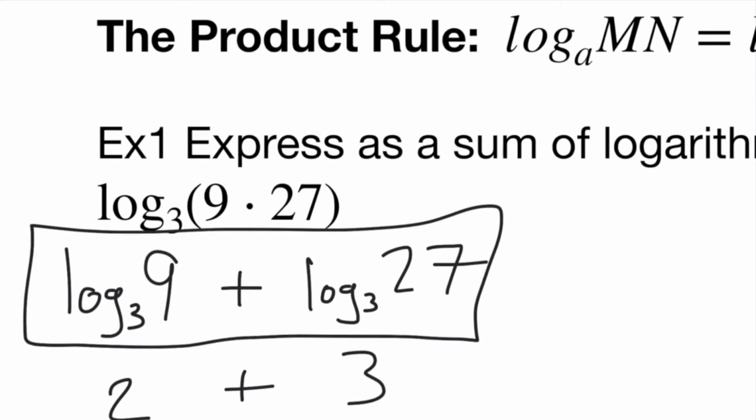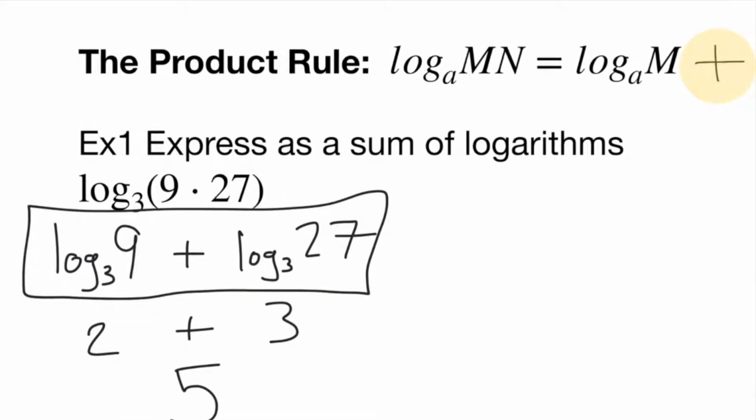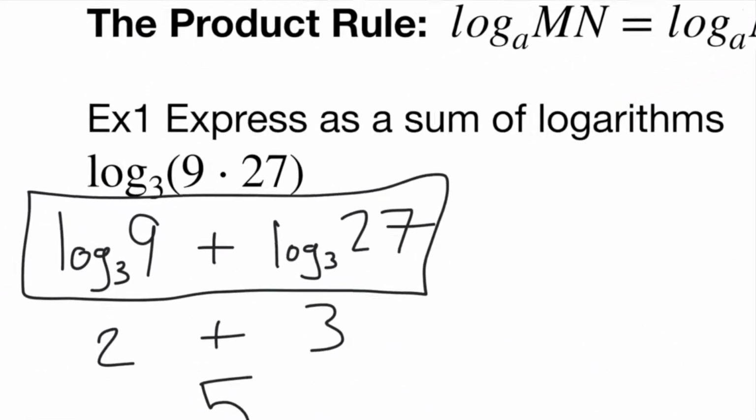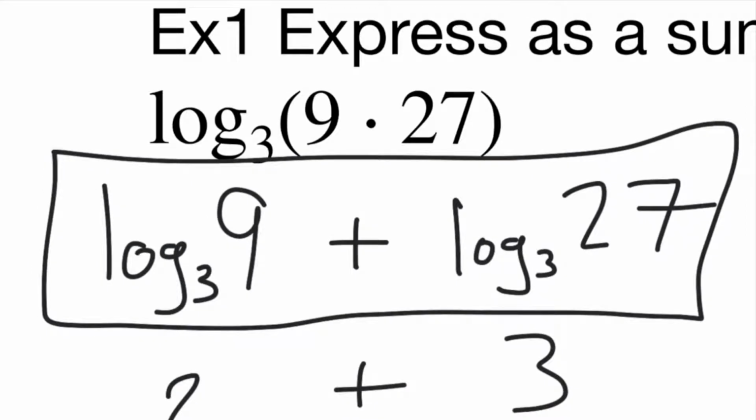So, expressed as a sum of logarithms, well, you could multiply 9 times 27, and that would give you a very large number. You would get 243. But what I'd actually like to do is express it as a sum of logarithms, following the instructions. You can take multiplication on the inside and turn it into addition on the outside. You've got two different logs, a sum of logarithms. Log base 3 of 9, log base 3 of 27.